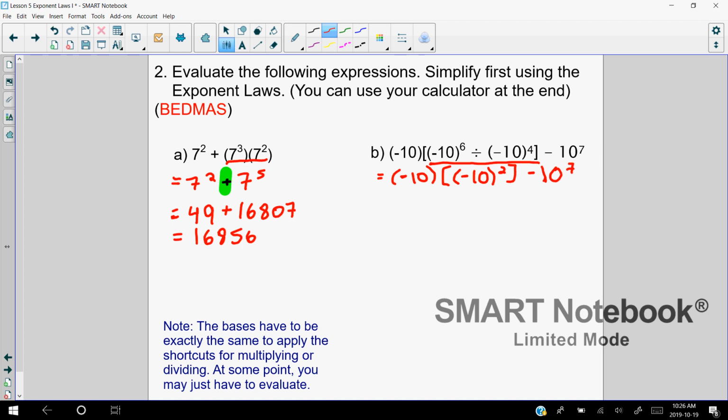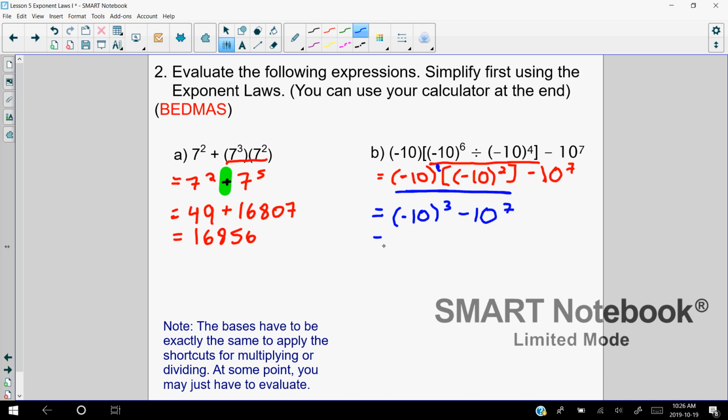Okay, I know I have a lot of brackets going on here, but now I just technically have one number in that set of brackets, so I can use my exponent laws to simplify here. Don't forget about your invisible 1 on the negative 10. So I now have negative 10 to the power of 3. 1 plus 2 equals 3, minus 10 to the 7.